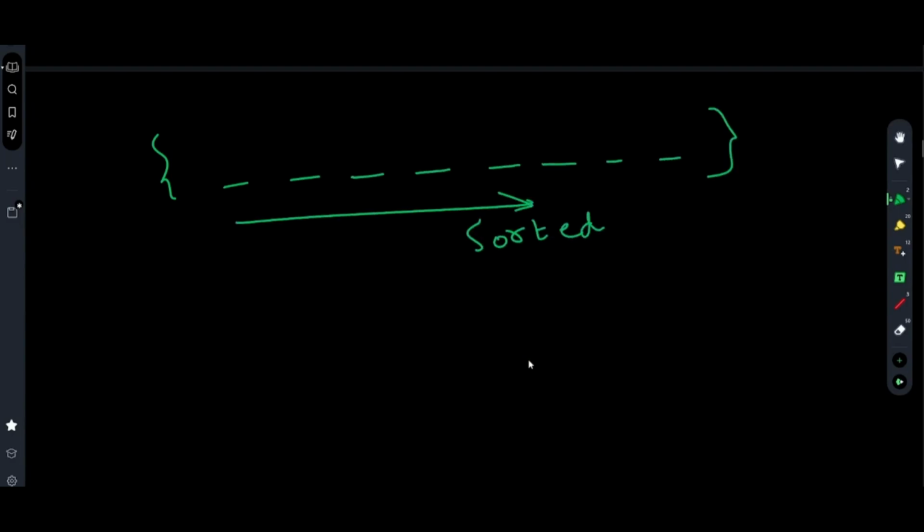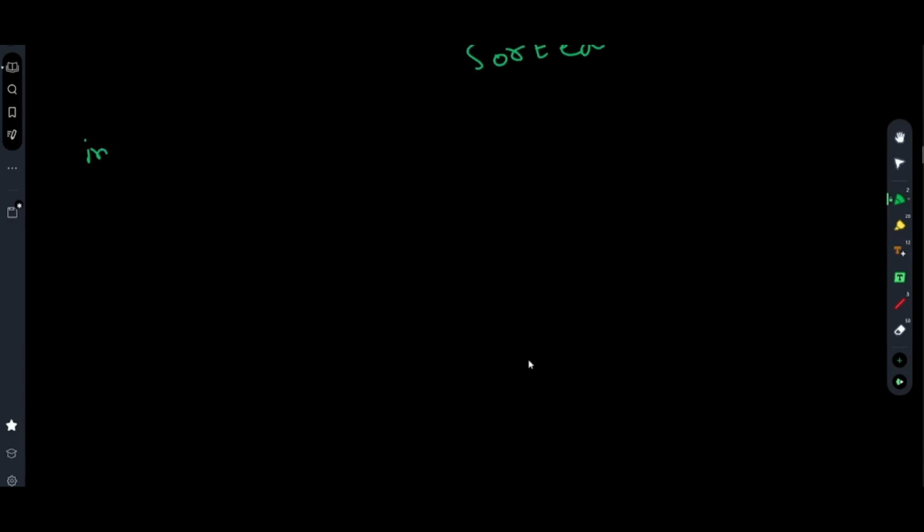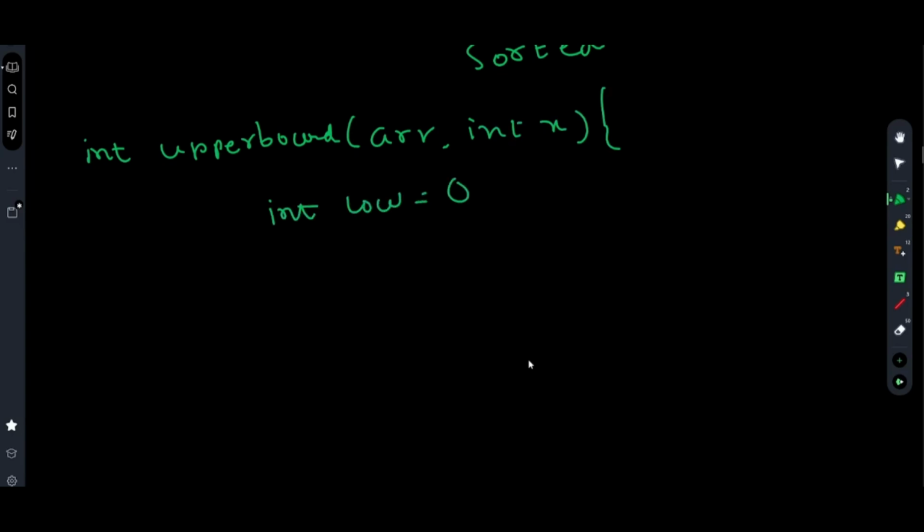So you can easily apply binary search, where you will search for the first number greater than X. So I will write the upper bound function now. Int upper bound. You have to find out the index. You will be given an array. You will be given an X. Very well. Int low is equal to 0. Int high equals n. Int answer equals n. This can be n minus 1.